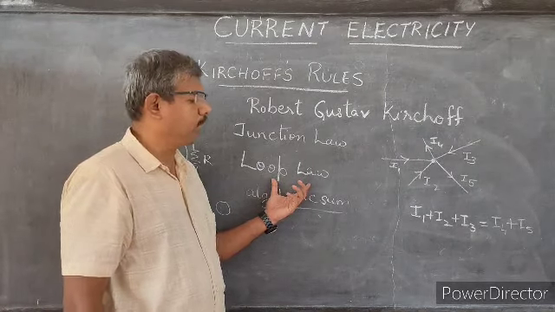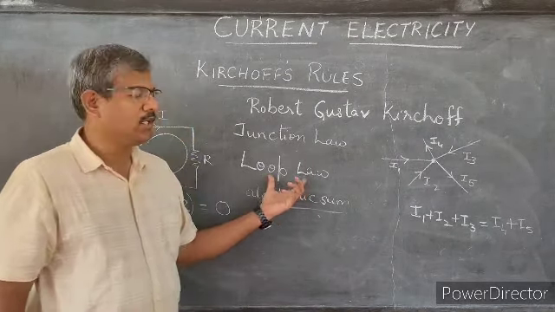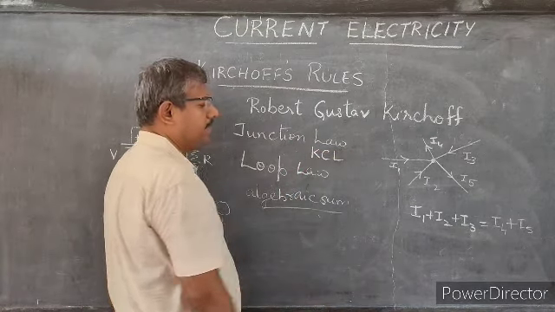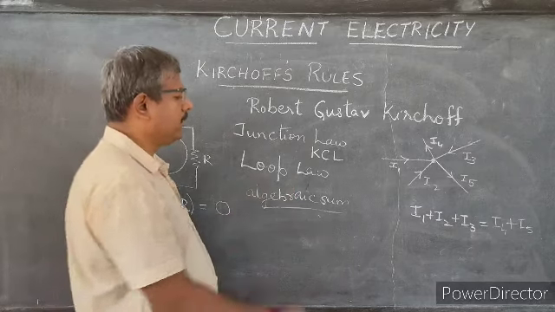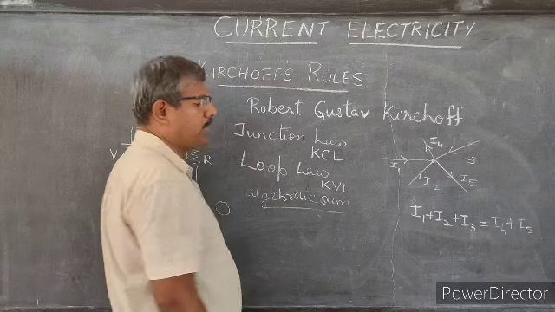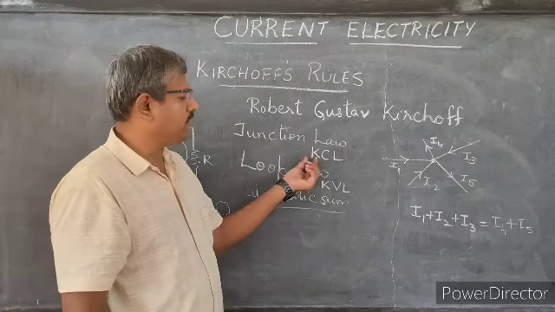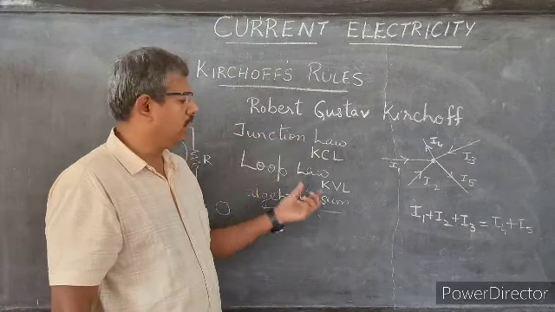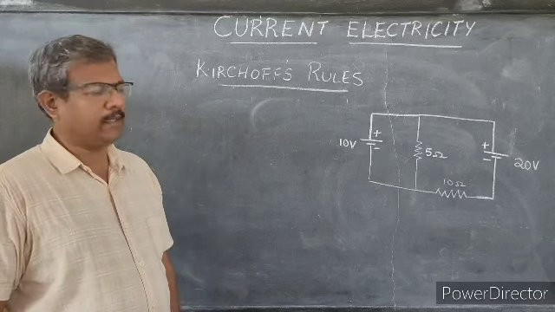So in some books you also refer to the junction law as Kirchhoff's current law, KCL, and the loop law is sometimes also referred to as Kirchhoff's voltage law, KVL. So Kirchhoff's current law is the same as the junction law, and Kirchhoff's voltage law is the same as the loop law. Let us consider a simple example to understand these two laws better.